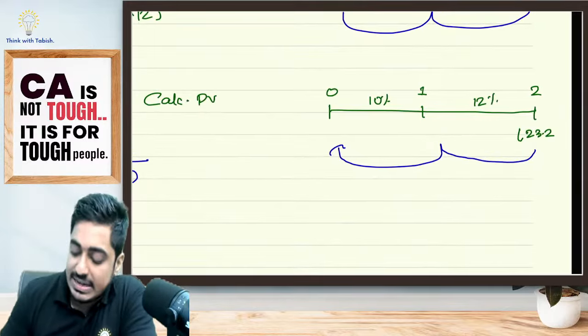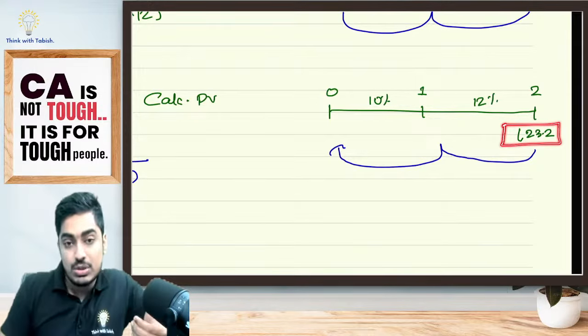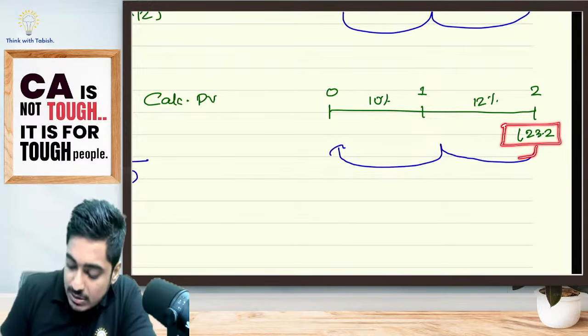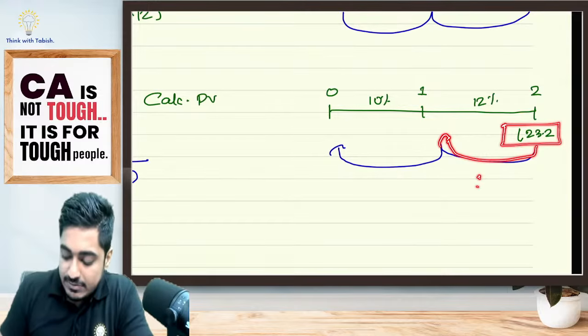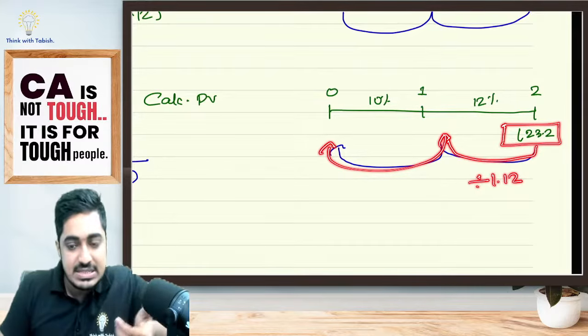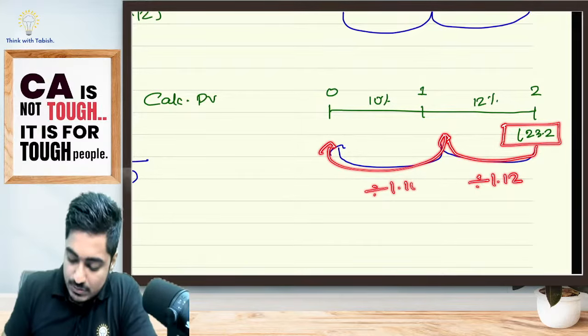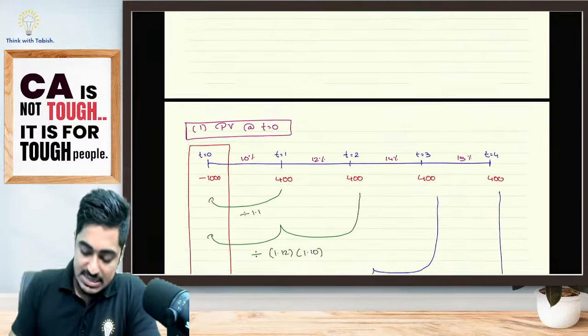Suppose question is telling that at the end of second year I am having 123.2, come to 0th year. I will tell, okay boss, from here to come back to first year, 12% interest I will eliminate, divided by 1.12. From here to come back to 0, 10% I will eliminate, divided by 1.1. Is this clear, everyone? Okay, sir. Yes, same things are there.